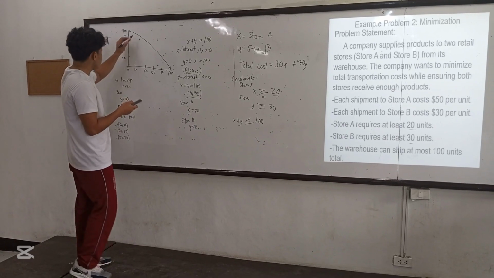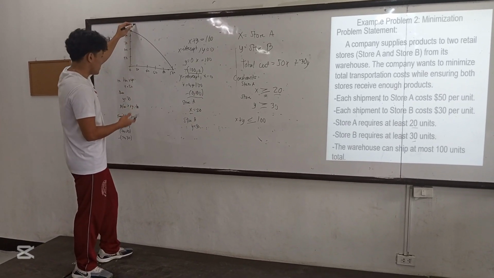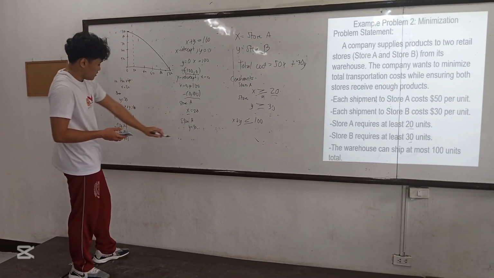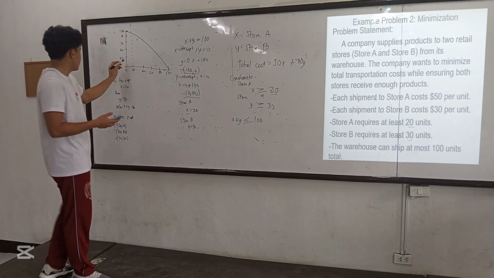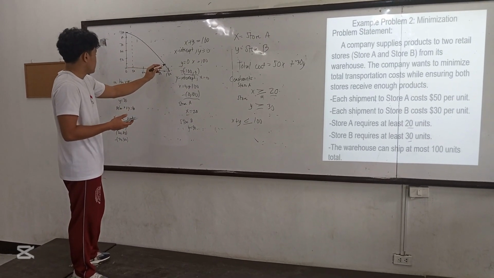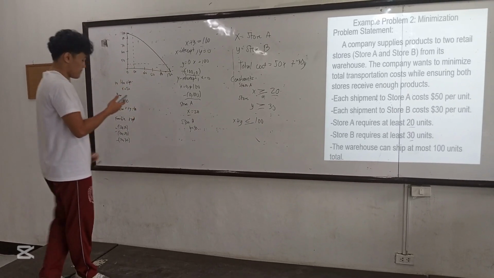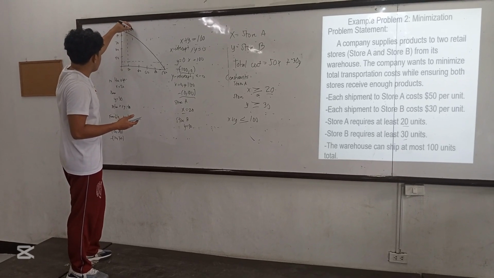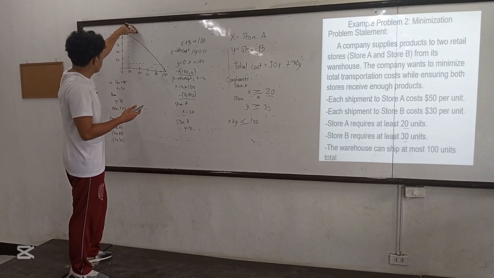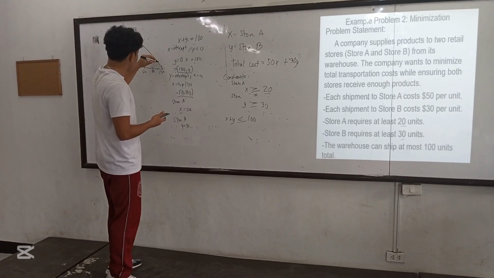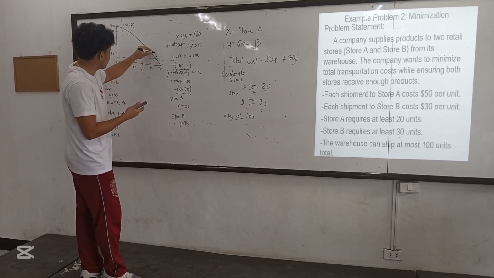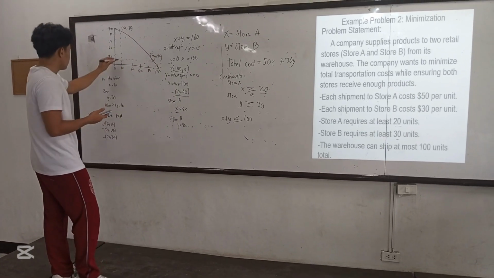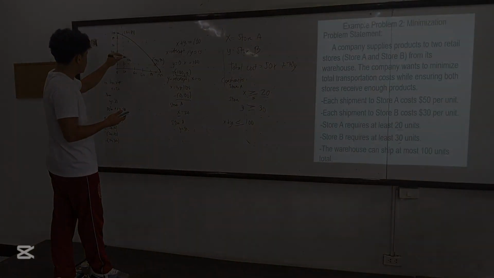And we put this in the graph. Here, the vertical line equals 20, because the vertical line is x equals 20. Y is 30. So y is 30 here. Then the feasible region, the feasible points here are 20 and 80, and 20 and 30.